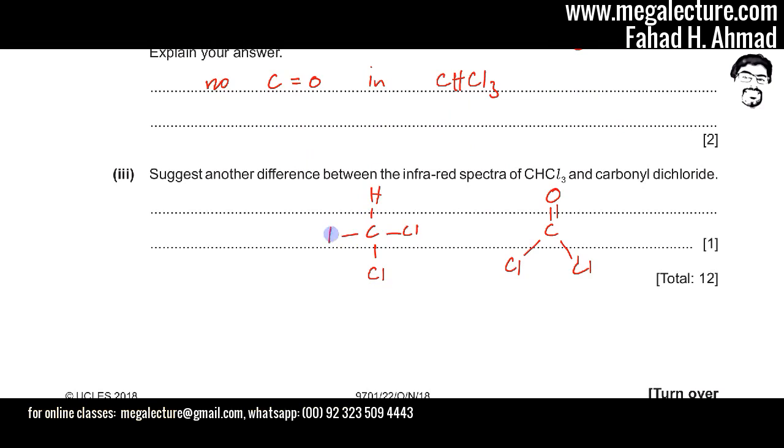Now the other difference is going to be the CH bond. This CH bond is present in CHCl3, but it's not present in carbonyl dichloride, so it's absent over there. So this is going to be the other difference. So CH absorption generally occurs at somewhere around 2800 to 3000 wave number. You can refer to the data booklet on this. This absorption is going to be present over here, but not in this molecule over here.